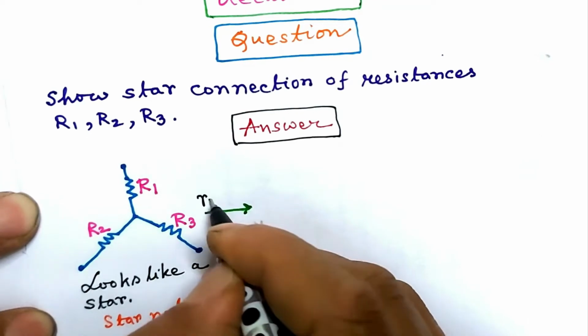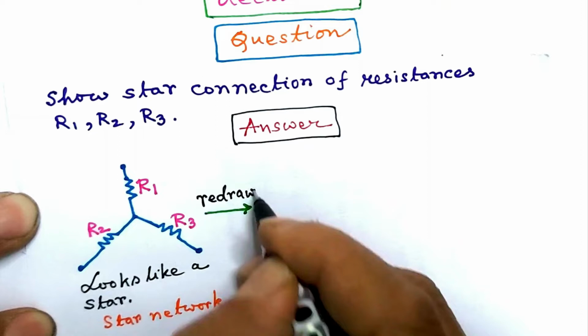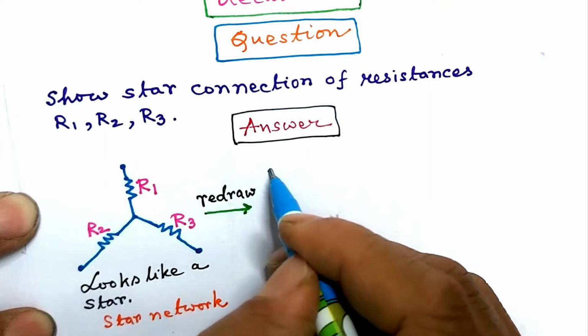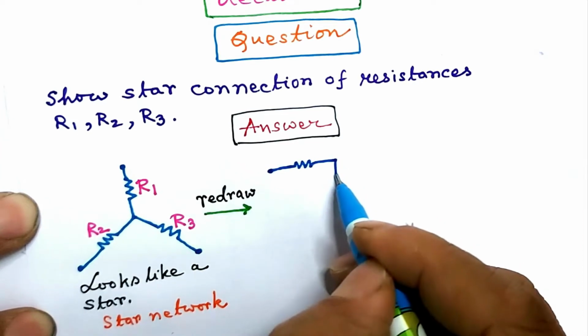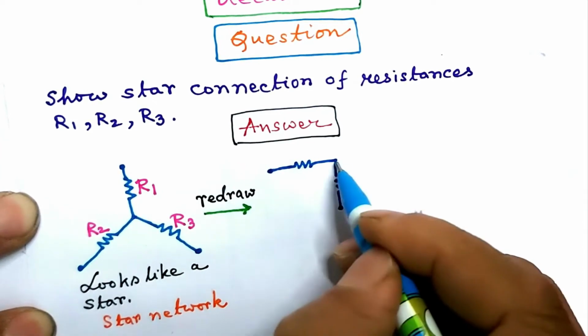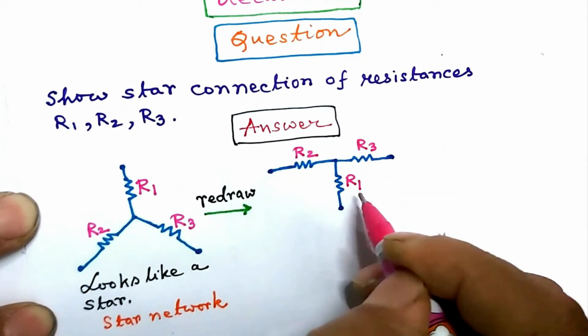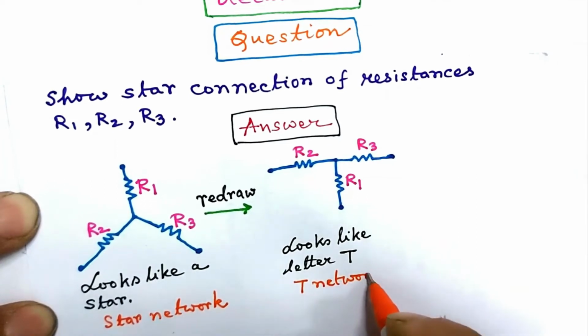Let us redraw the network as follows. Keeping the connections identical, only the presentation or the drawing or the layout will be different. These are the 3 resistances connected at a point. The other point is free, as in the first left side diagram. Resistances are R1, R2, R3. So essential connections are identical, but the look has changed. The network now looks like the letter T. So this is called T network.